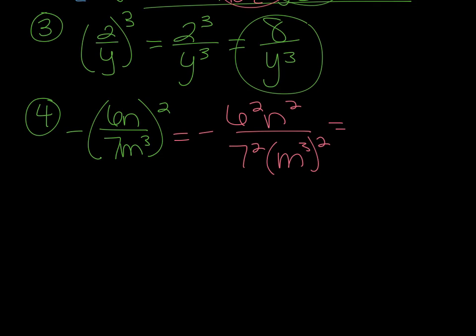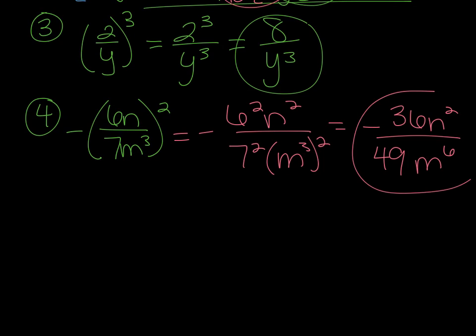Okay, and then if we go through and simplify, 6 squared gives me 36. The n squared stays the same. 7 squared gives me 49. M cubed squared, what do I do with those exponents? Multiply. Very good. And can I reduce that at all? Nope. 36 and 49 have no common factors. And then it's n's and m's. Okay, any questions so far?